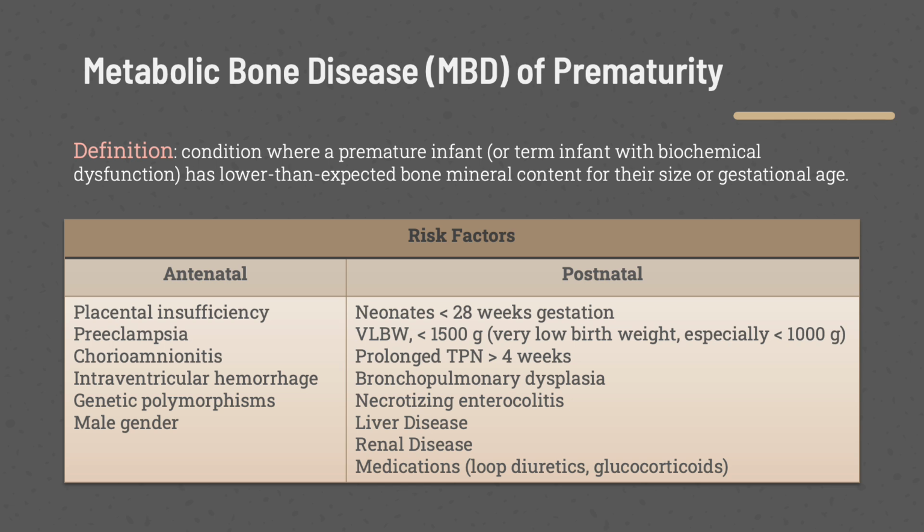Additionally, prolonged TPN is a risk factor. That's mainly due to not being able to supply babies with enough calcium and phos in a TPN without it precipitating. So that puts them at risk, as well as some other diseases that are more common in immature infants, such as BPD, so the lungs, as well as NEC, so the intestines, and then some immature liver and renal diseases. And then medications that could potentially cause MBD are loop diuretics or glucocorticoids.